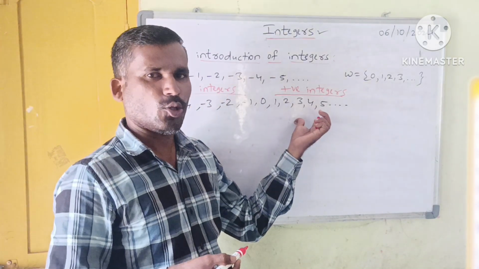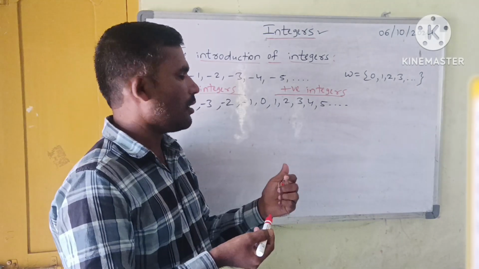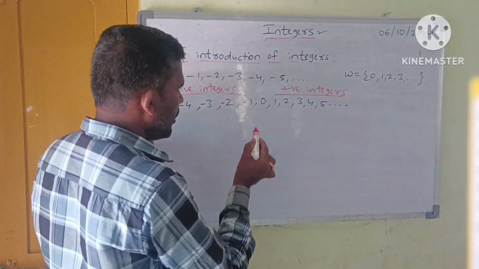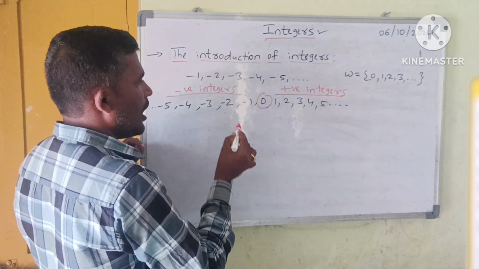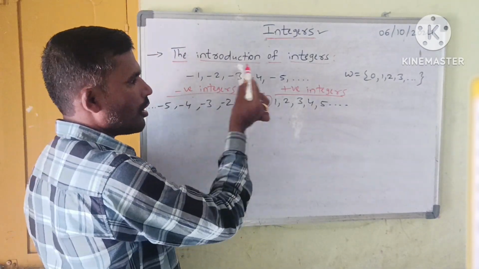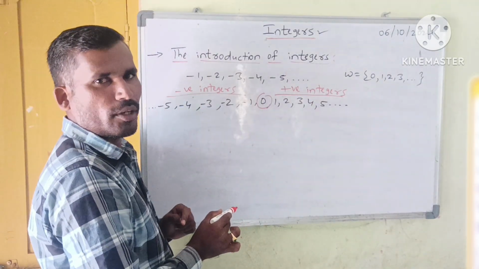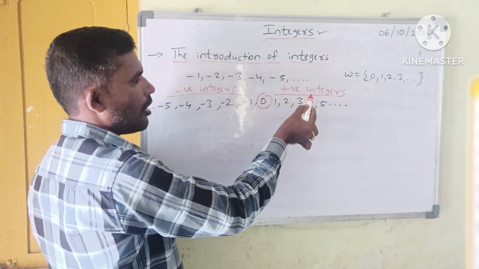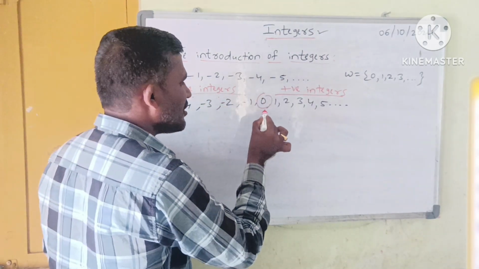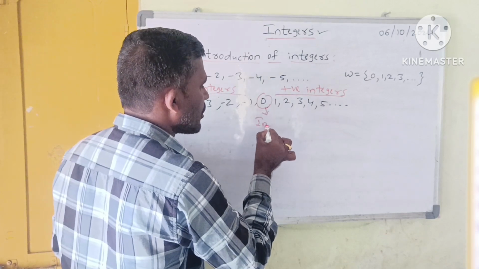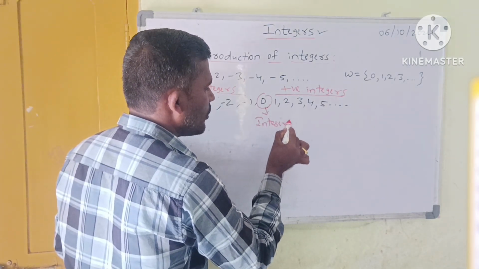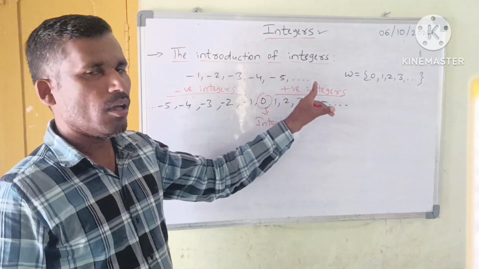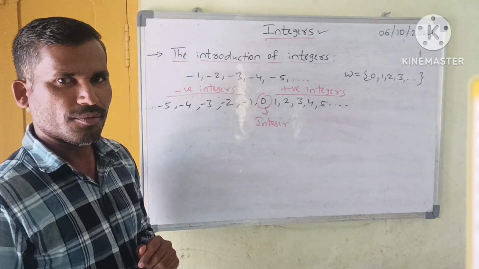Those with a positive sign, these numbers are called positive integers. But this 0 is neither a negative integer nor a positive integer. It is only an integer. 0 is only an integer, neither negative integer nor positive integer.